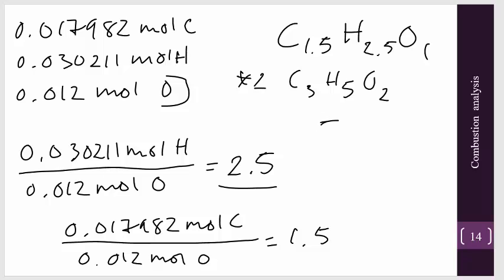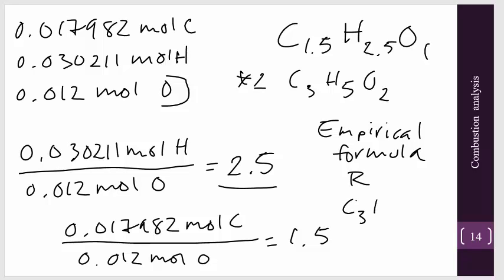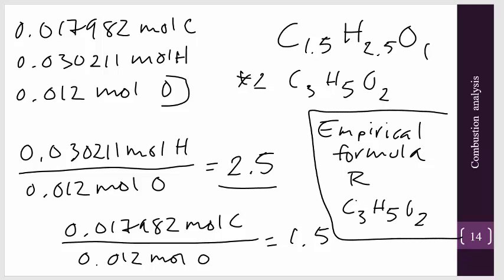So our empirical formula for compound R, or molecule R, is this: C3H5O2. So that is the simplest whole number ratio of each of the different types of atoms in molecule R.